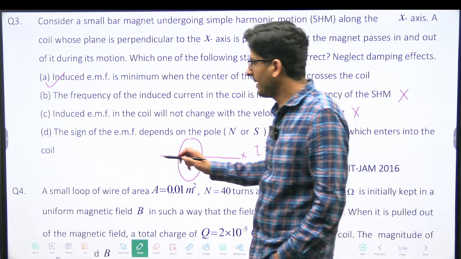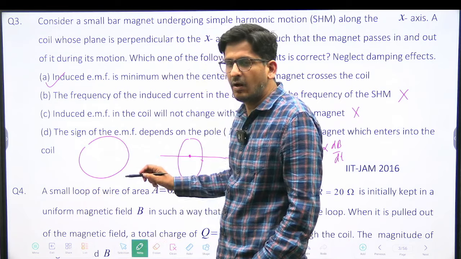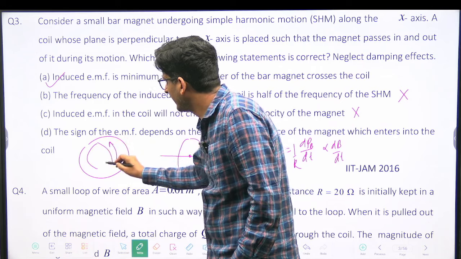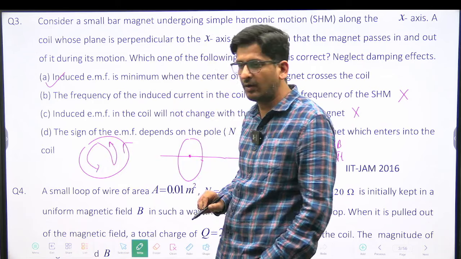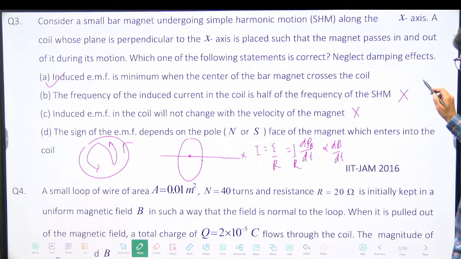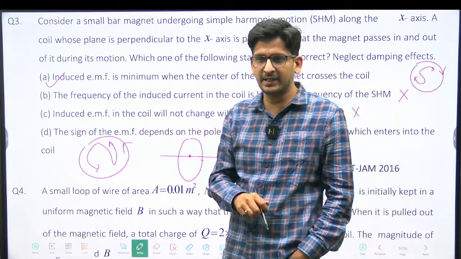So you must remember that if this is your coil and north pole is approaching, so make N here to remember the direction. It will be anti-clockwise. And if south pole is approaching, so suppose this is the coil and south pole is approaching, so make S here to remember the direction. It will be like this. Okay, so obviously direction will change.